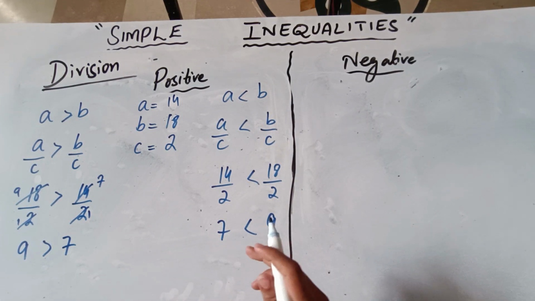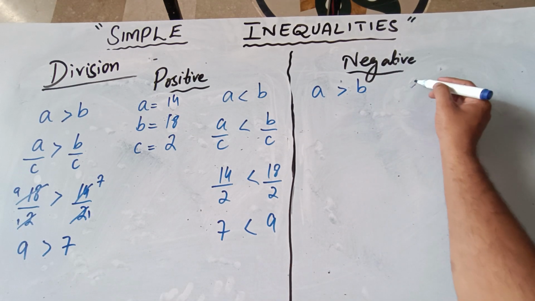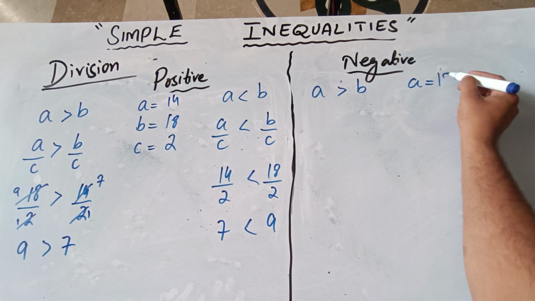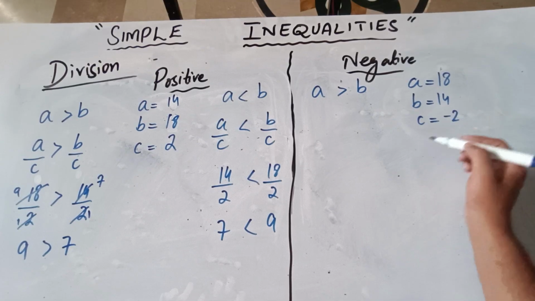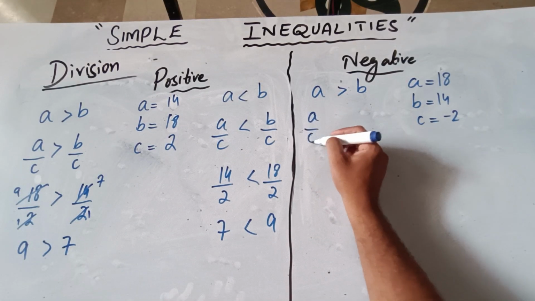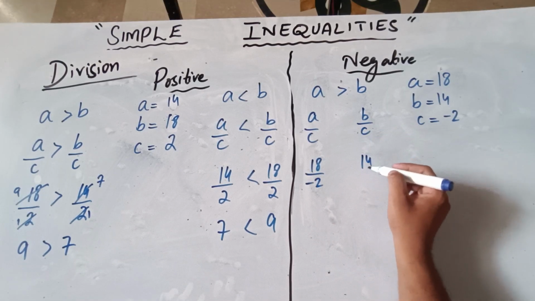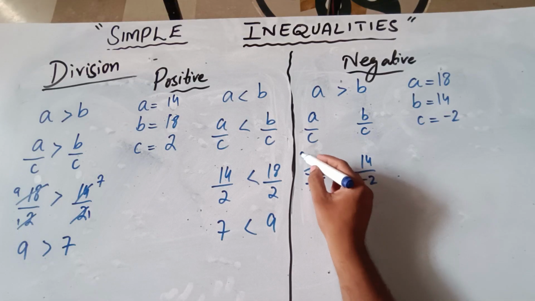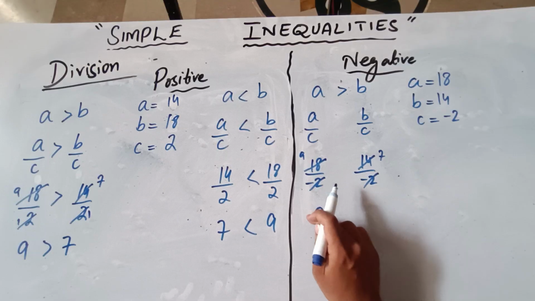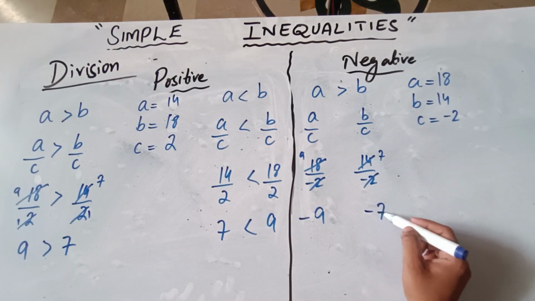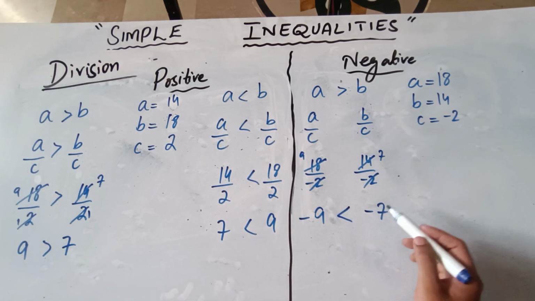Now let's discuss the negative case. So let's start with a is bigger than b. Now a should be bigger, so I'm taking a as 18 and b as 14 and c as negative 2. Now we are dividing both parts by a negative number. What will happen? 18 upon negative 2, 14 upon negative 2. 2 ones are 2, 2 nines are 18, 2 ones are 2, 2 sevens are 14. Negative 9, plus minus minus. Negative 9 and negative 7. Plus minus is minus. Now negative 9 is actually lesser than negative 7.